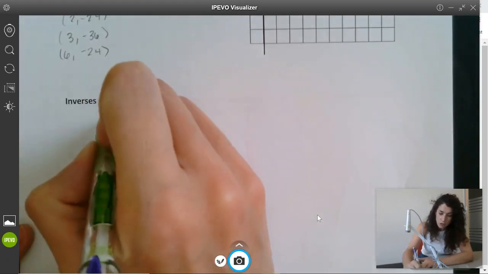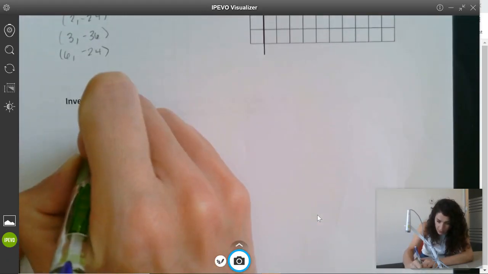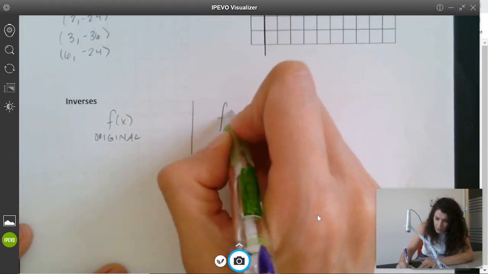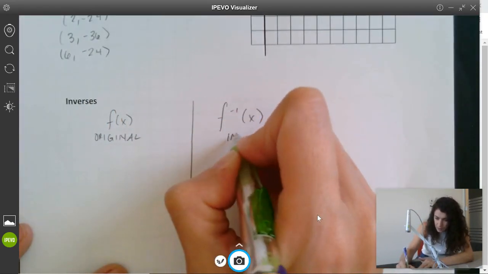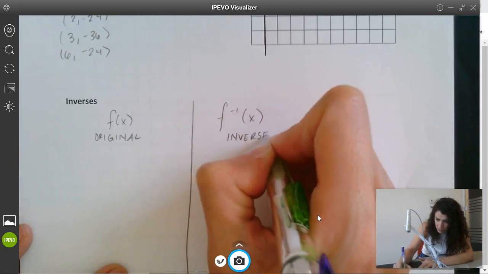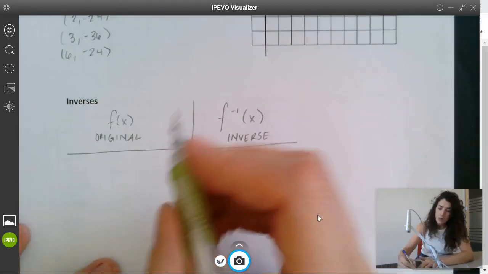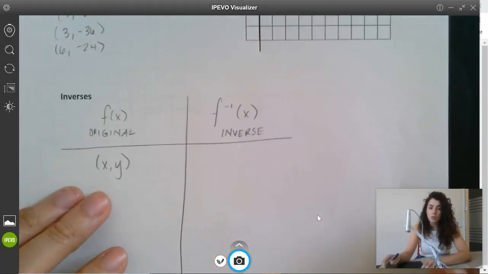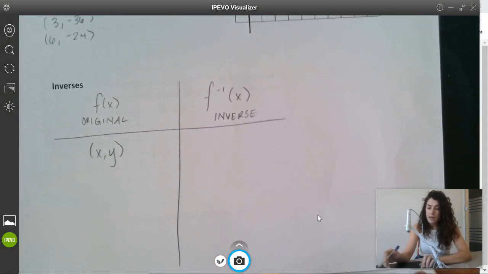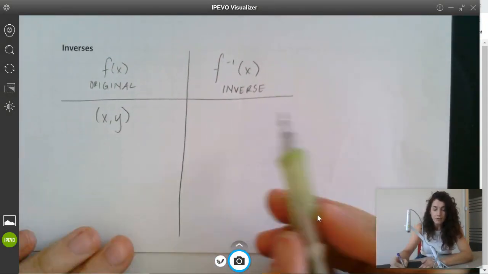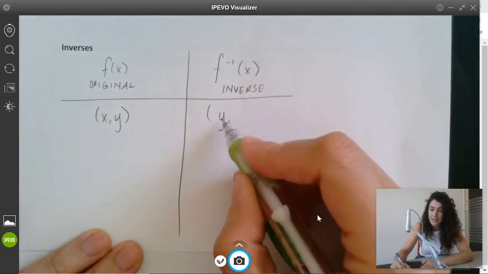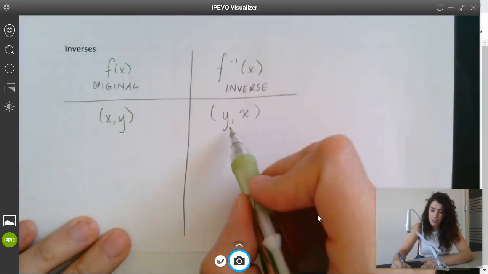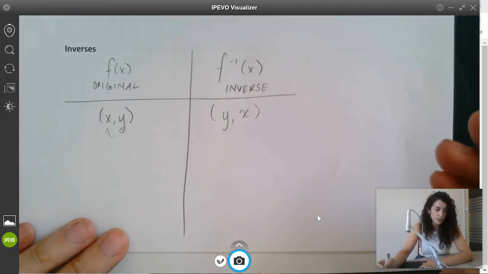So everything is switched. So let's talk about things like f of x, which is our original function, and then f to the negative 1 of x, which is our notation for the inverse function. So points, right? If there was a point x, y on our original function, then the point that would be on the inverse function would be our y value now in the x position, and then our x value now in the y position, right? They just get switched around.